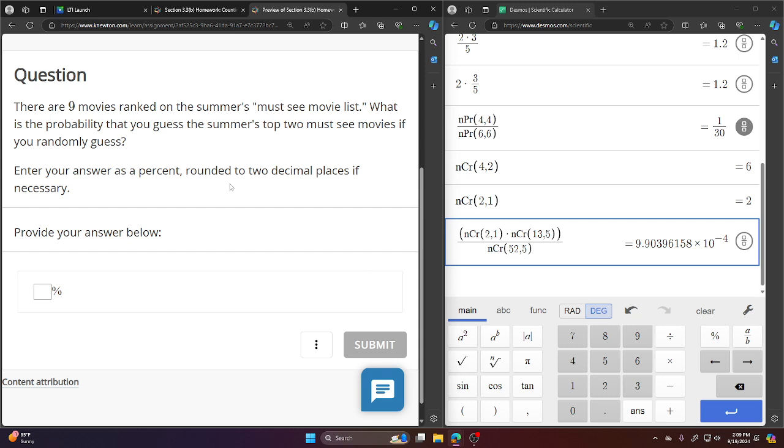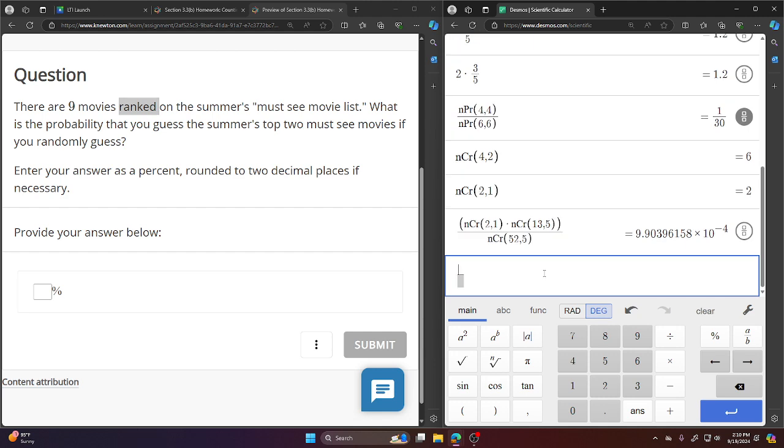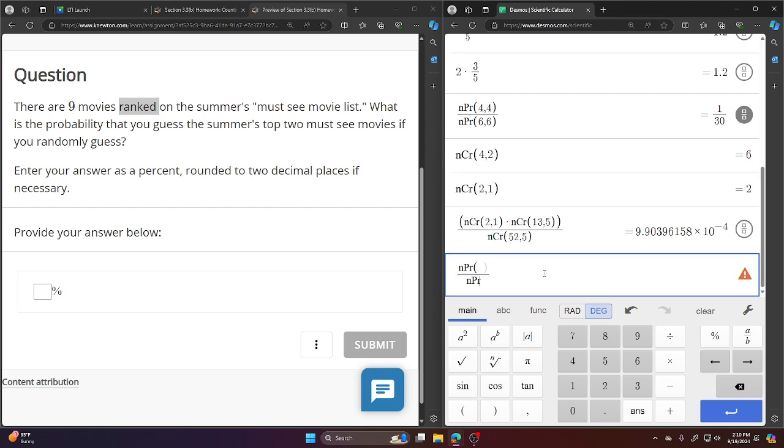So anyways, there's 9 movies on the must-see list, and your probability of guessing the top 2 randomly. Oh, that was it? They don't even tell us to fill in some stuff. Okay. So the top 2 ranked. Oh, it's ranked. Is order important? Okay, so we got P. So we got an nPr and we got an nPr.